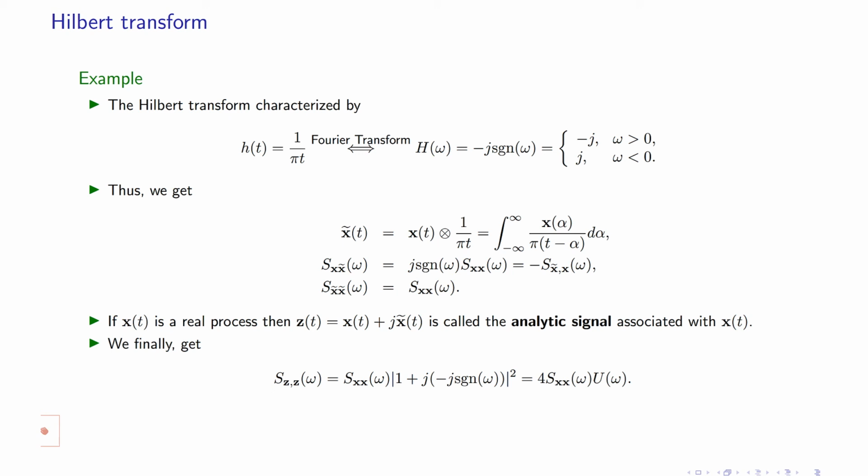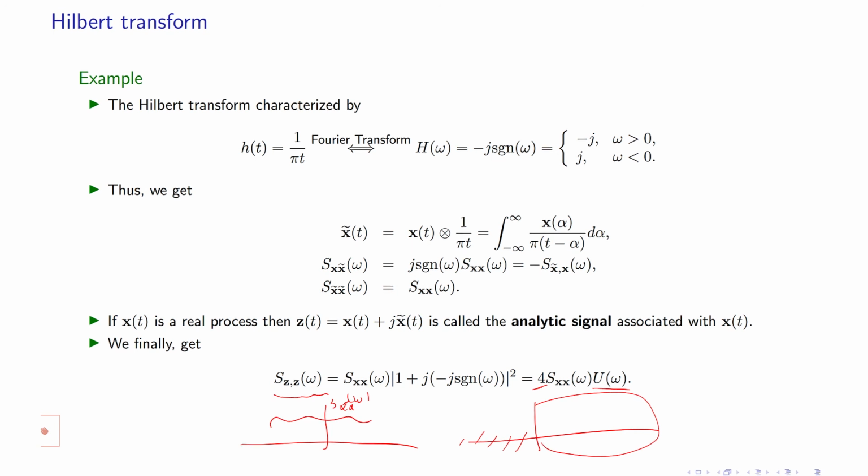What you see here is that the power spectral density of Z has a unit step function. So if x of t has a power spectral density S_xx of omega here, the power spectral density of z of t will be 0 at negative frequencies. That means that using this Hilbert transform, you can eliminate these parts, and here you will have the same power spectral density but 4 times. That's it. So you don't need to be scared of analytic signals and Hilbert transforms. They are very simple.